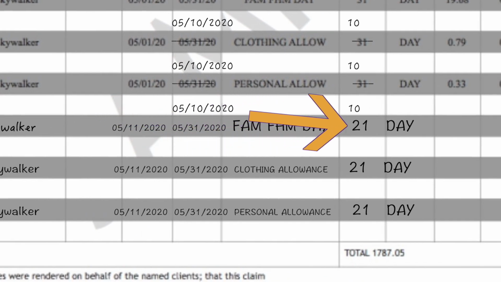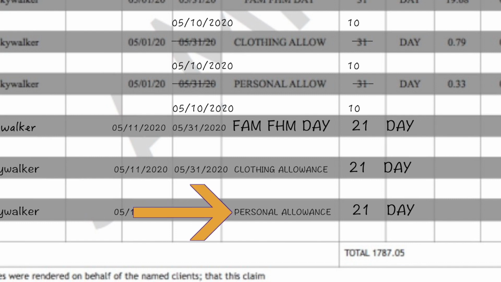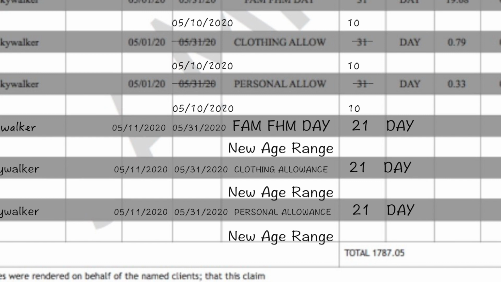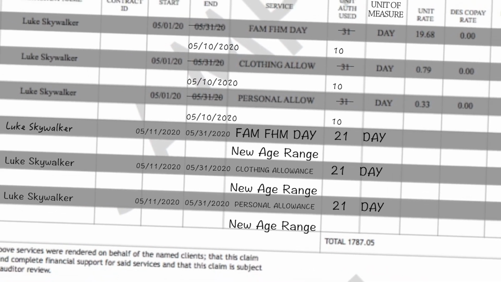The units used also need to be changed to match the correct amount of days you put in as a start and end day. Along with the license rate, the clothing and personal allowances may also change when a child ages into a new category. Since the service type category abbreviation will likely be the same, write a note to explain why the change should be applied. Thank you for helping our children in every way.